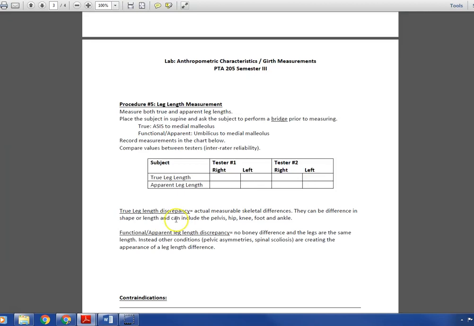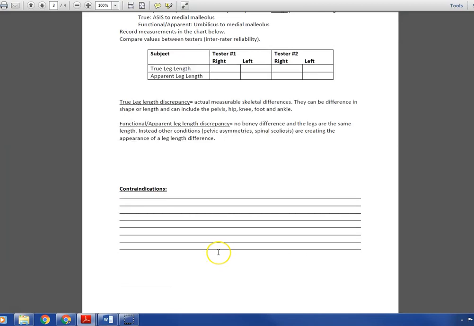Okay? The last thing on our lab sheet is to list some contraindications to doing some of these measures. I want you to think about this and be prepared to discuss this in lab.